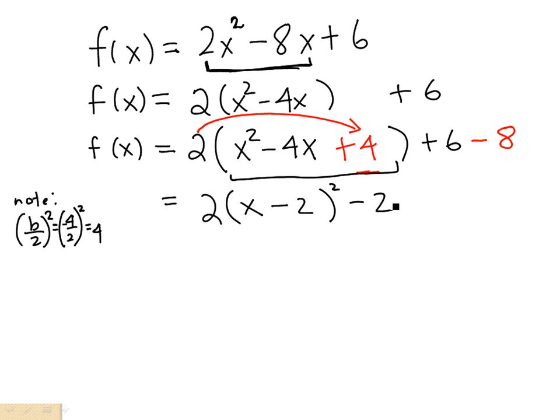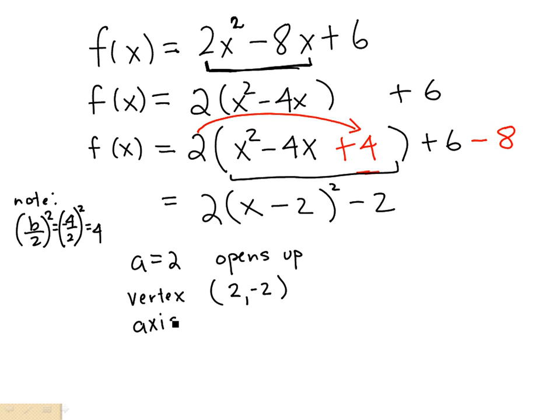Okay, in this problem, a equals 2, so it opens up. For the vertex, we do the opposite and keep: h, k. So we do positive 2, negative 2. The axis of symmetry is x equals h. In this case, h is 2.